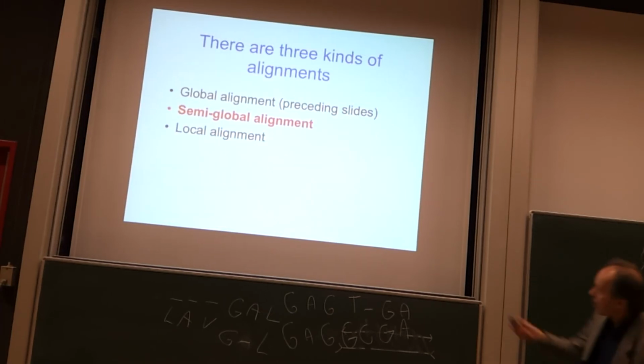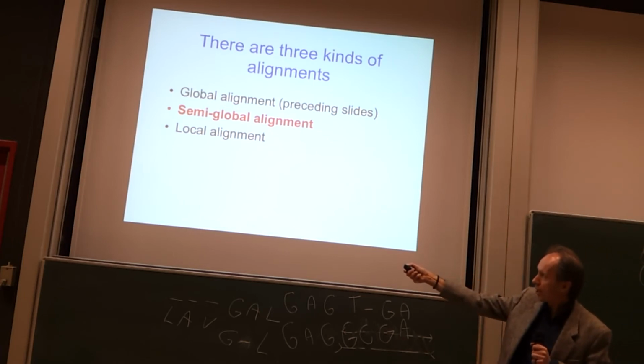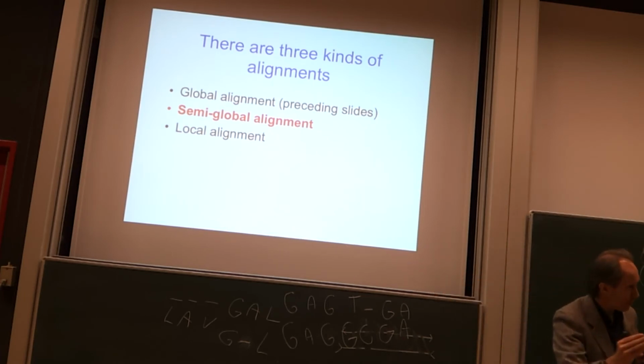Okay, anyway, let's go to the next step. We go now from global alignment to semi-global, and I think I already alluded to that. It's not about cutting the sequences in half. It's half in another way. In fact, it's a bad name, but I'll show you what it will be.